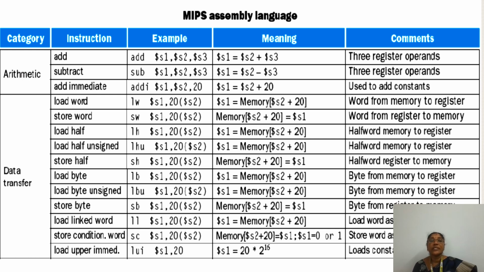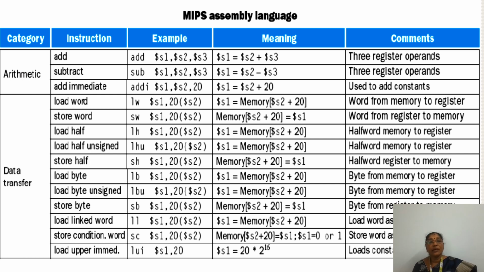Since MIPS is a 32-bit architecture, a word refers to 32 bits. With 32 bits, we can transfer 8 bits, or 16 bits, or the entire 32 bits. Since the word is of length 32, you can transfer the entire word, or you can transfer only half of the word, which is referred to here as load half, or only the 8-bit data, which is referred to as load byte. Here load word is represented as LW.